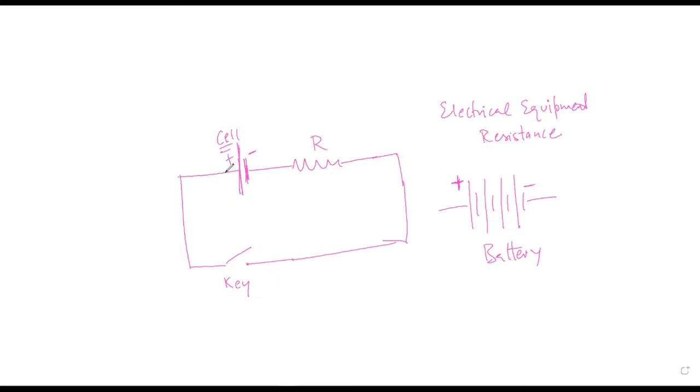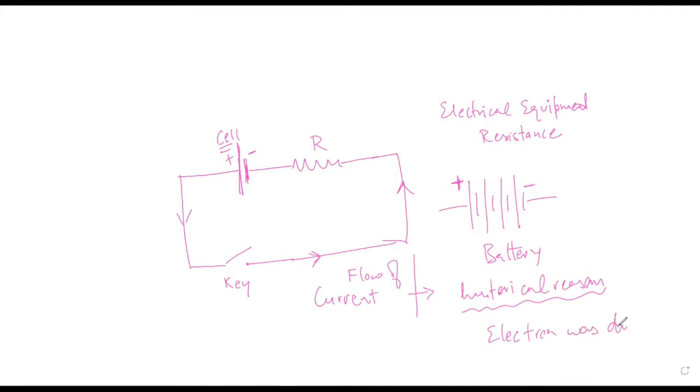Now you will have a confusion whenever you are studying electricity. The current flows like this. The current flows from the positive to the negative. Now this is the flow of current. Due to historical reasons, current electricity was being studied even before the electron was discovered. Have you understood? Mr. Shivang, any doubt? No doubt.